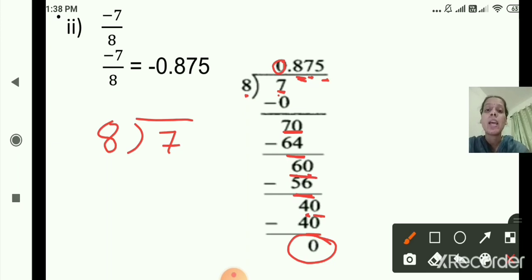Now what is the answer here? Minus 7 upon 8 is equal to 0.875. Yes, is this correct? No. What you will write down? You will write down the minus sign, as you can see here. This is minus 0.875. Why have I written the minus sign here? Because in the question it is given minus 7 upon 8. So after doing this division, what you will do? You will write down the negative sign without fail.